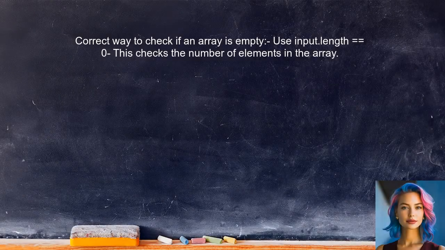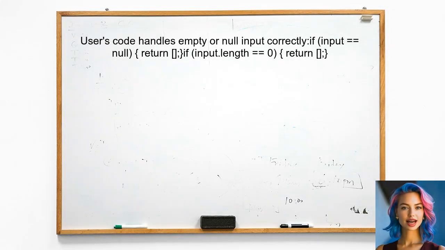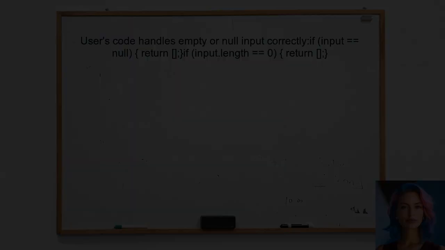Instead, the user should use the length property of the array. By checking if input.length equals 0, the user can accurately determine if the array is empty. This method directly checks the number of elements in the array. In the user's code, they correctly handle the case where the input is null or has a length of 0. This ensures that the function returns an empty array when there are no elements to process.